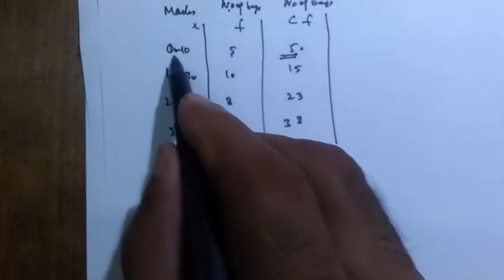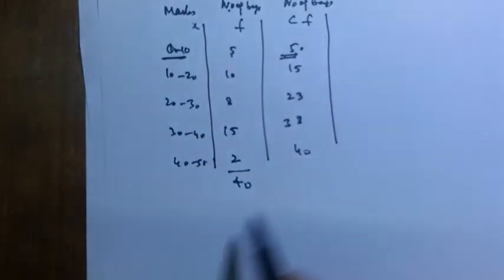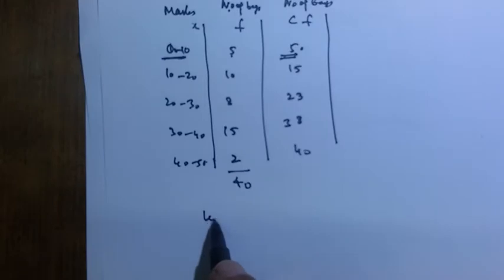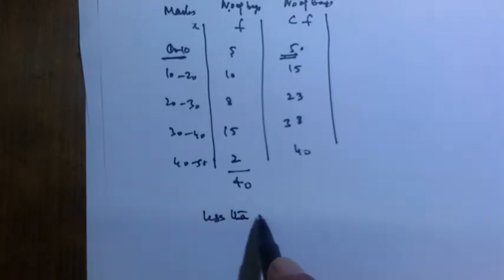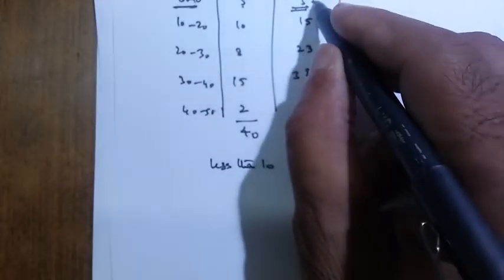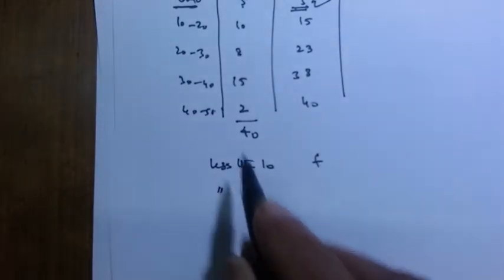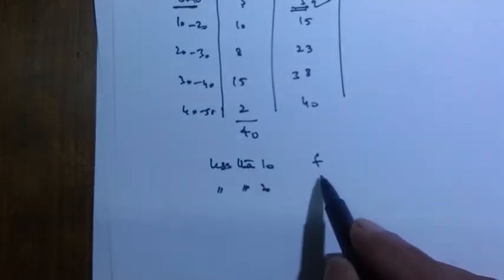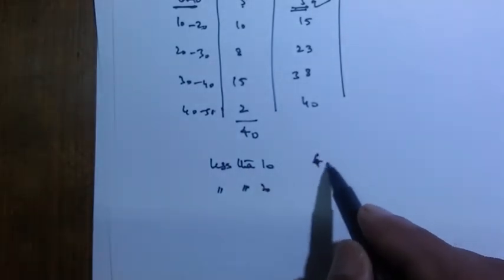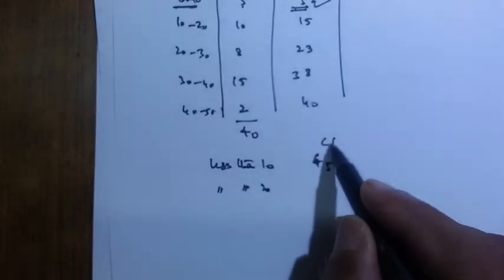How are they different, this and this? This 5 means the marks below 10, less than 10. Less than 10 marks, how many students are there? The answer is 5. I'm writing the cumulative. What is less than 20? This is the frequency, this is the 5, and this is the cumulative frequency.